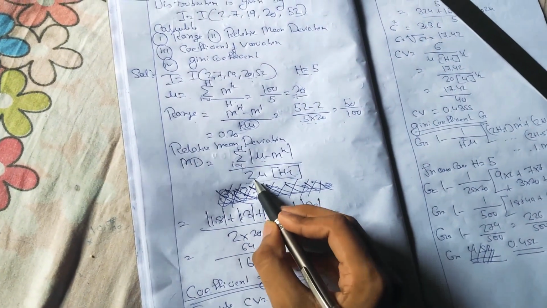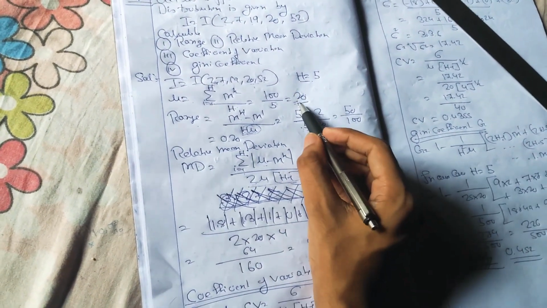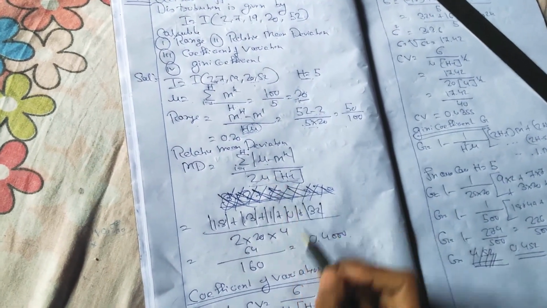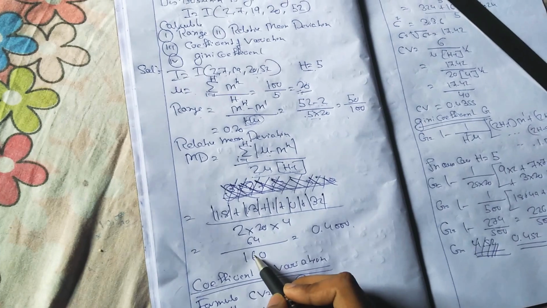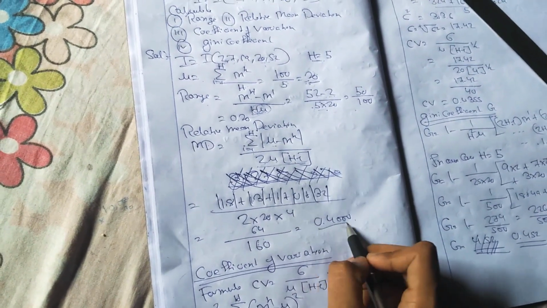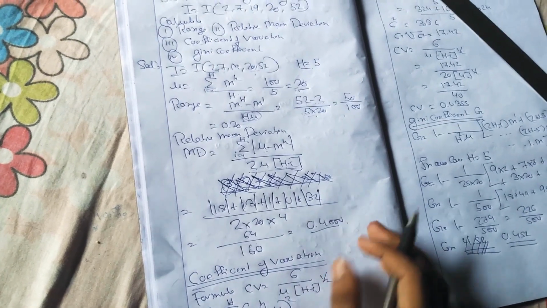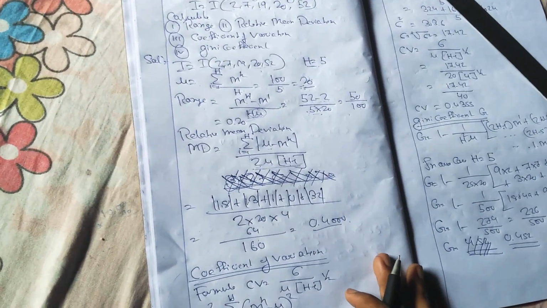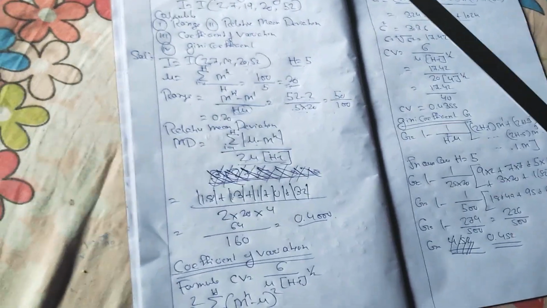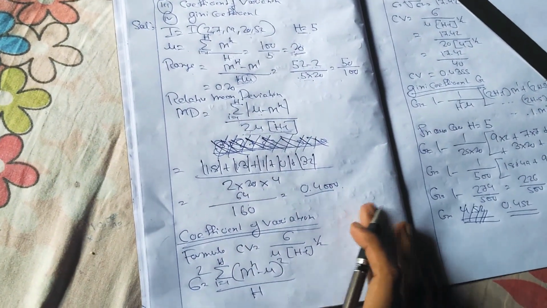Then divide by 2 into mu, where mu is the mean income, into H, the total number of households, minus 1. So that is 64 by 160, which is 0.444. Based on relative mean deviation, income inequality in the society is 0.444.